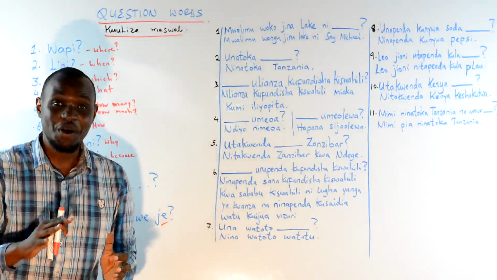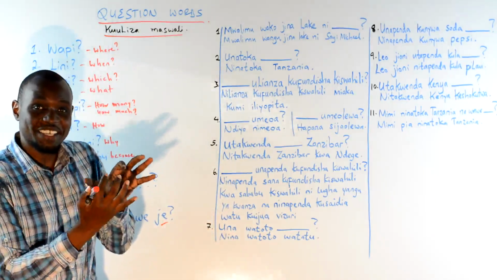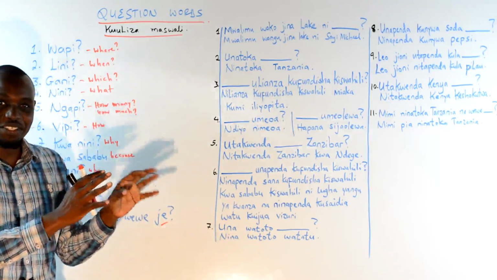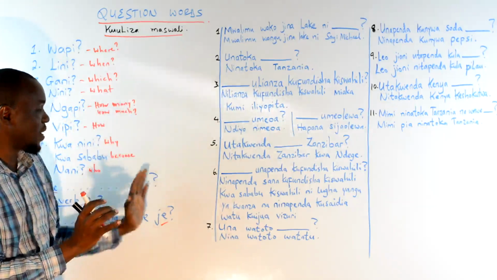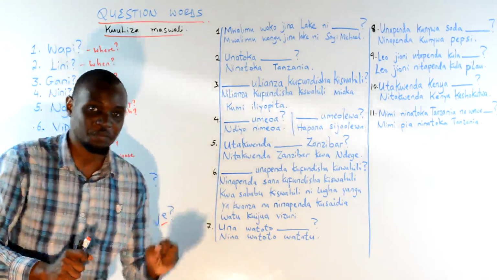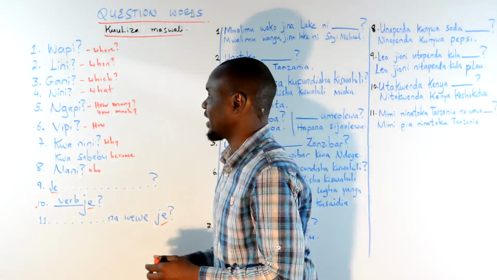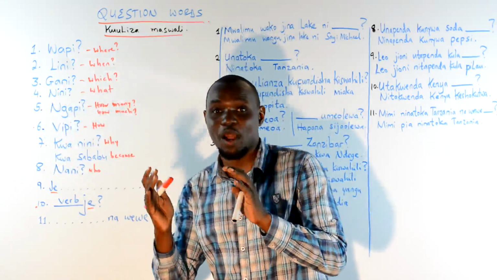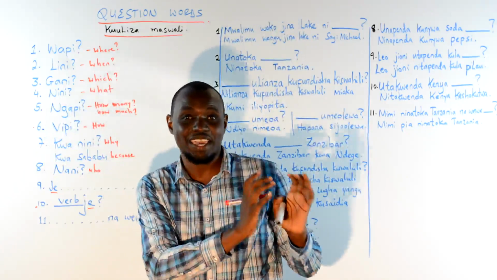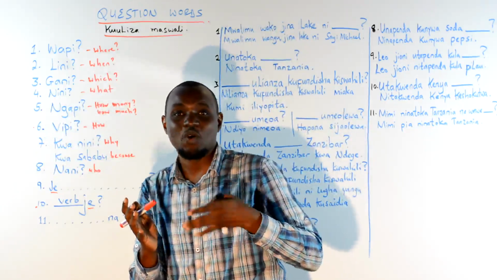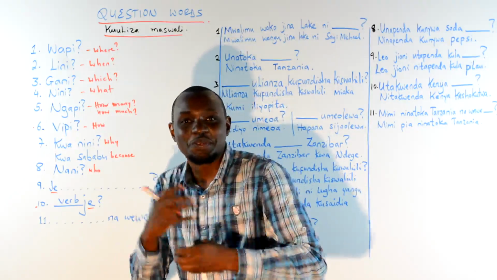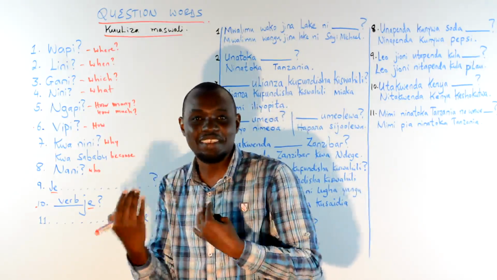But when you go to the part of asking questions, you will meet some challenges. There are a little bit of challenges when you try to ask your questions. We have very few challenges. Like wapi is easy. Wapi, it doesn't matter. You can put wapi in the beginning of your sentence or at the end of your sentence. Like unaenda wapi. You can even say wapi unaenda. So you can use either way.